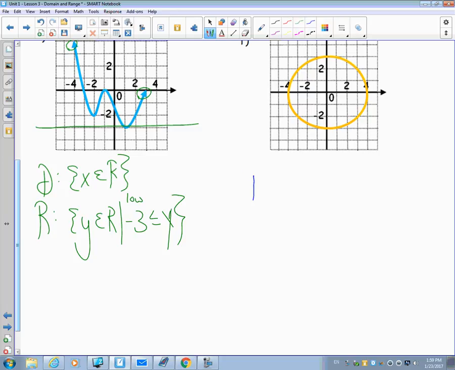So our domain, how far to the left? I see -4. It stops right here. How far to the right? It stops right here at +4.